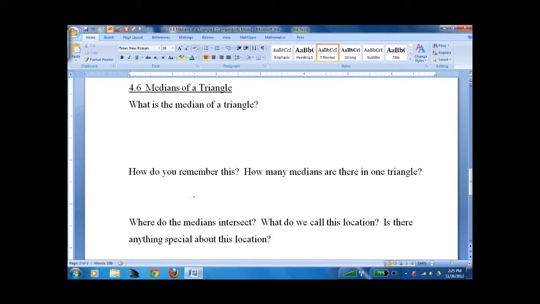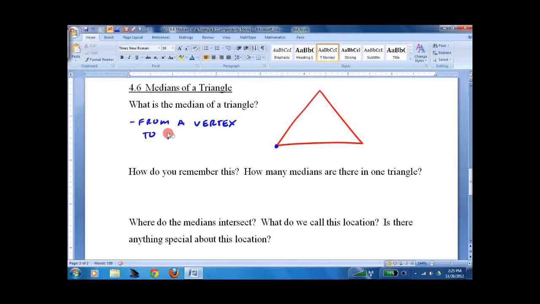Lesson 4.6, medians of a triangle. So, simple question, what's the median of a triangle? Well, if we draw a large triangle over here, the median would go from a vertex to the opposite midpoint. We notice the midpoint has a couple little tick marks there, and we draw straight across. That's it. That's a median.